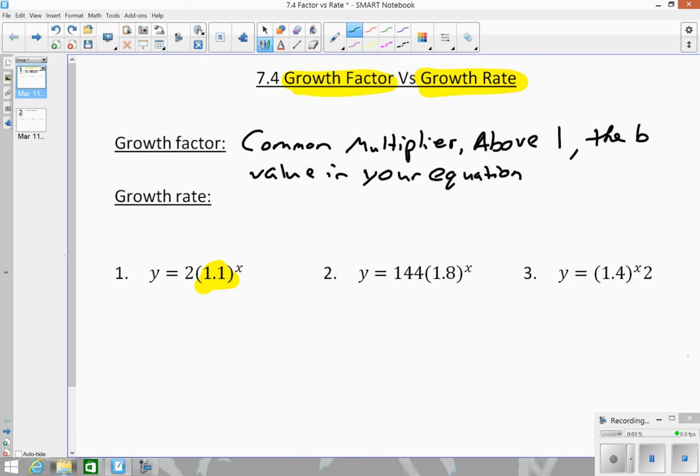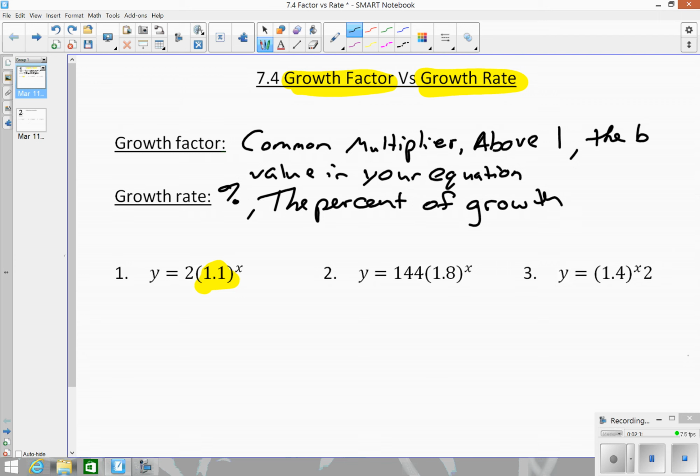Now, something you haven't heard about is a growth rate. Rate is always going to be a percent. It is always going to be a percent, the percent of growth. So it's the percent that it increases, or the growth, and you get that from the growth factor.